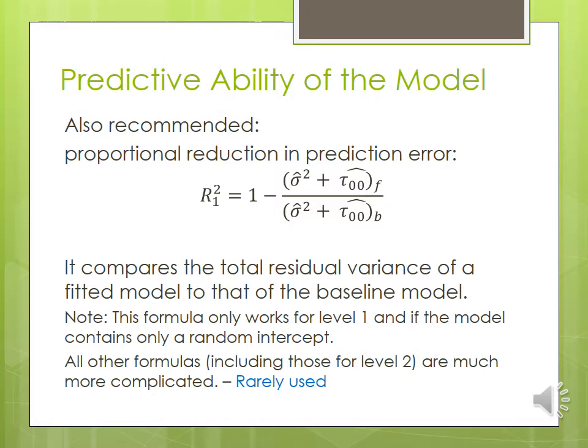Now, that formula has been used for a while, but the problem is it only works if you only have a random intercept. As soon as you have a random slope, you can't use that formula anymore. There are some formulas out there, but it gets mighty complicated, both locating them and calculating them. So while this is recommended by some people, it's rarely used. However, if you have a model where you only have a random intercept, it could be one additional number you can report.